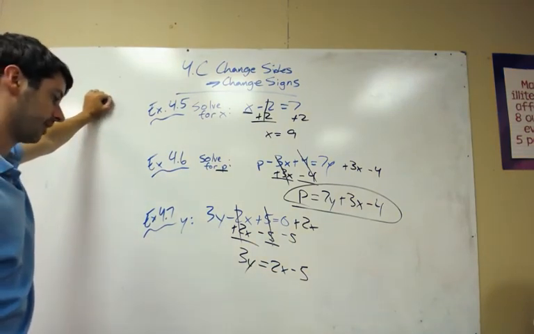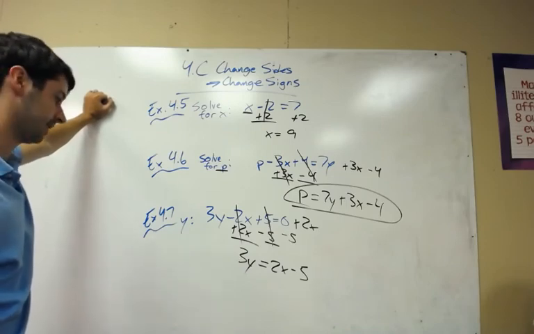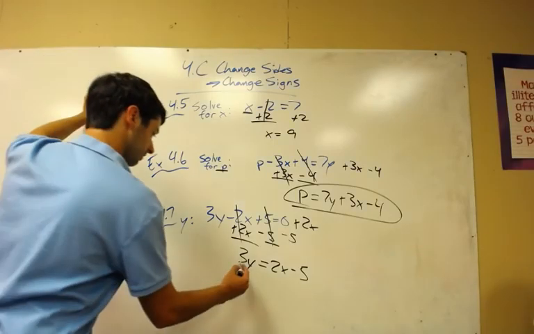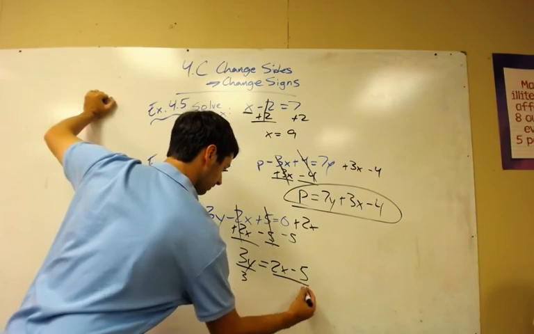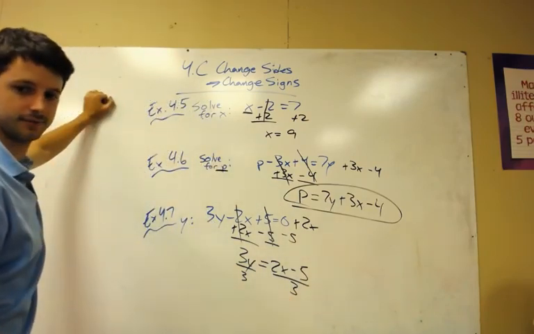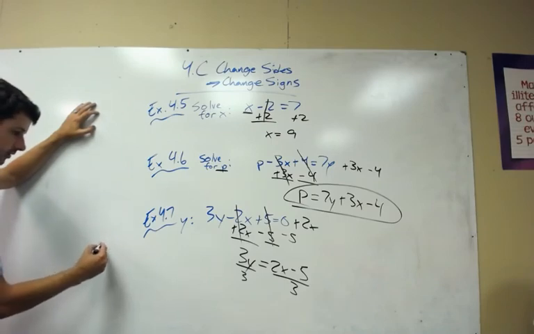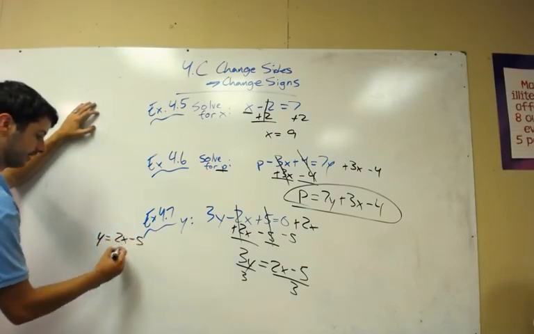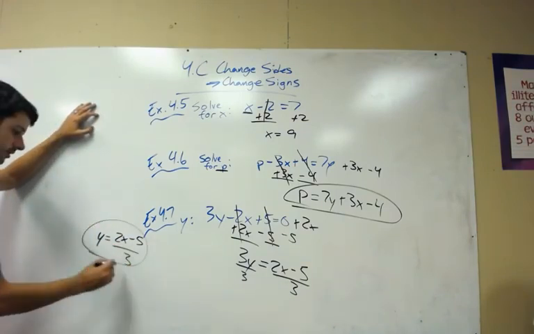Now how do we get y by itself when it's being multiplied by 3? Simply do the opposite of multiplication. Opposite of multiplication is division. So you divide by 3. You could write it like that and have your answer as y equals 2x minus 5 over 3. And that would be perfectly fine.